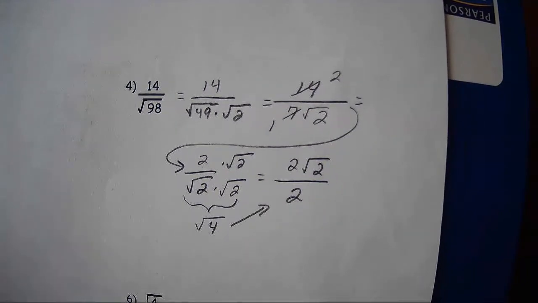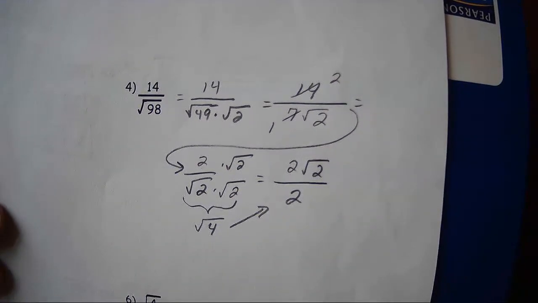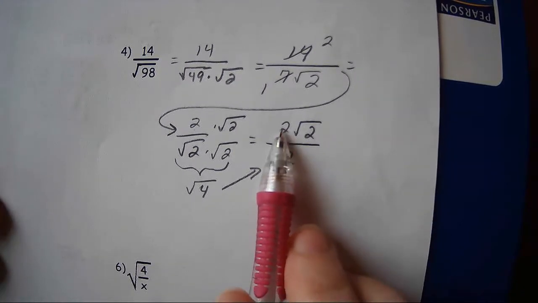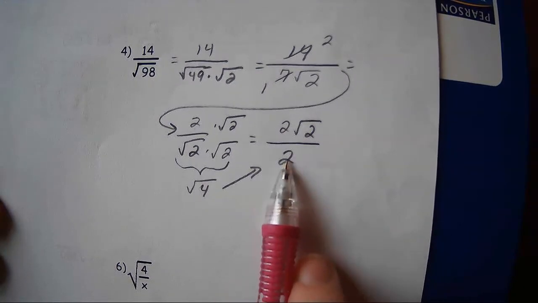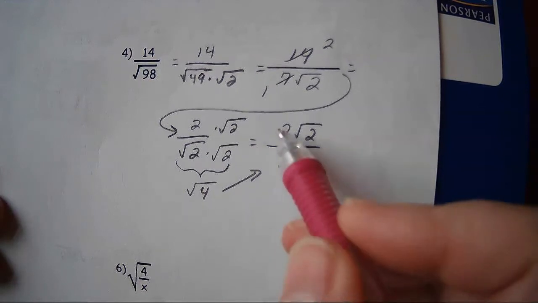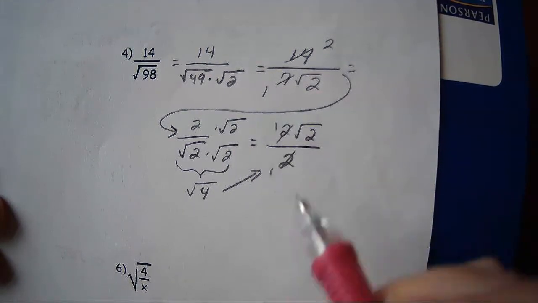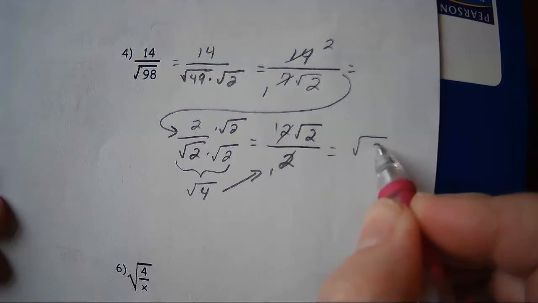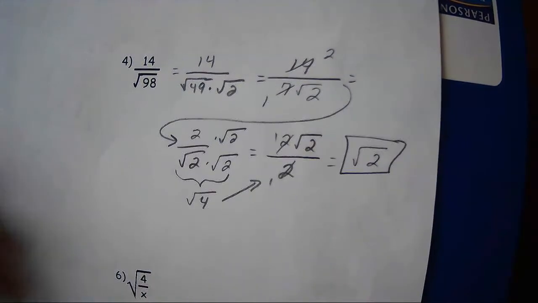All right, I'm not done yet. Guys, you need to go back and ask yourself, can you simplify any further? And look, whole number to whole number. Can you reduce 2 over 2? Sure enough, those cancel out, don't they? Now, I don't have another radical, so I'm just left with the square root of 2. And that is as simple as it gets.